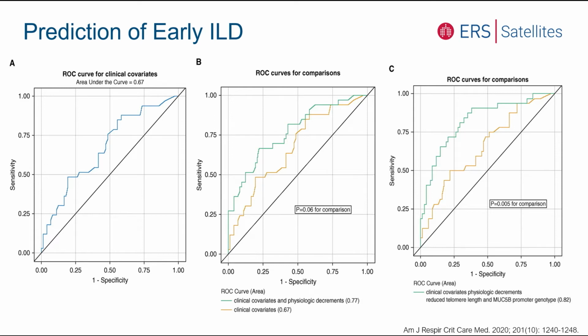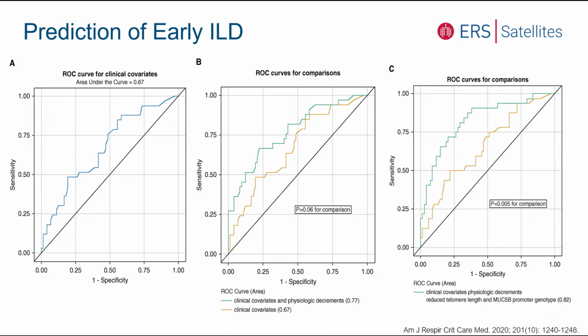And then finally, the yellow line in panel C is again just the clinical covariates. Here is physiologic decrement, the pulmonary function test abnormalities. And then if we add reduced telomere length and MUC5B genotype, what you're going to see is that we go to a little over 80% in our ability to predict interstitial changes on CT scan.